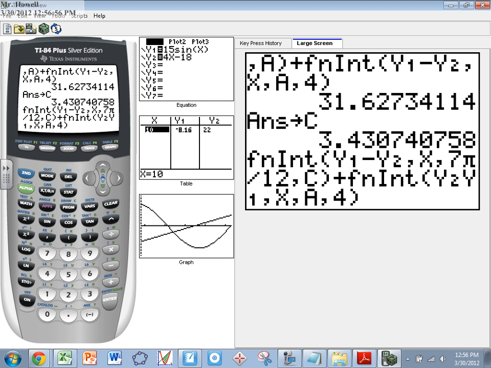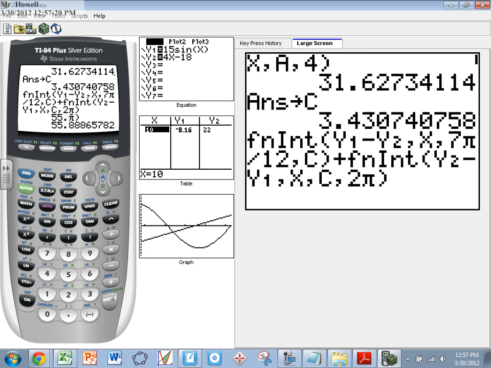Oops, I forgot my minus clearly. Second insert, I need a minus in there. So now it's y2 minus y1 on x from the intersection, which is C, all the way to the final limit, 2 pi. 2 second pi, close parentheses. Okay? And again, this is exactly what we wrote a second ago, and now it's in our home screen. We press enter, we get 55.88.